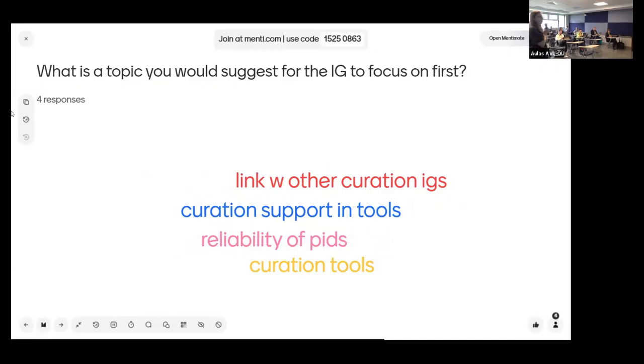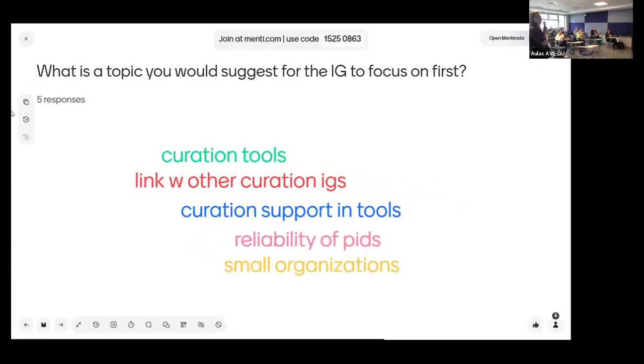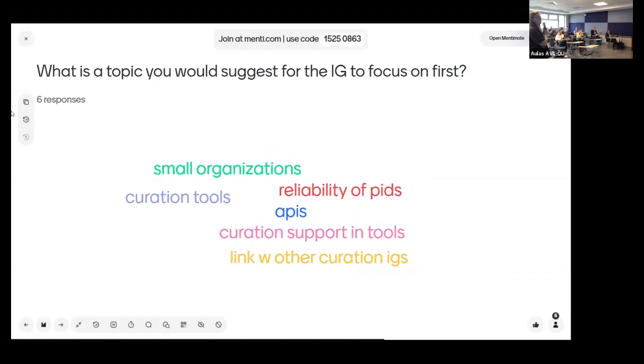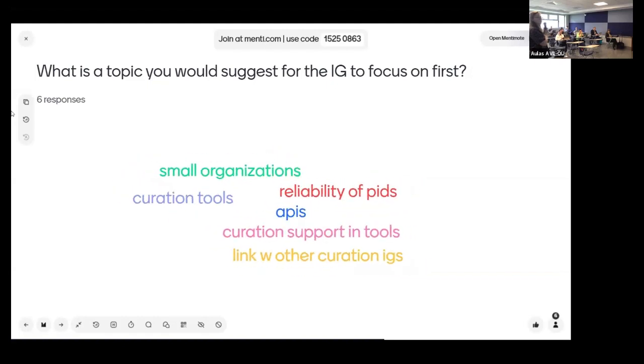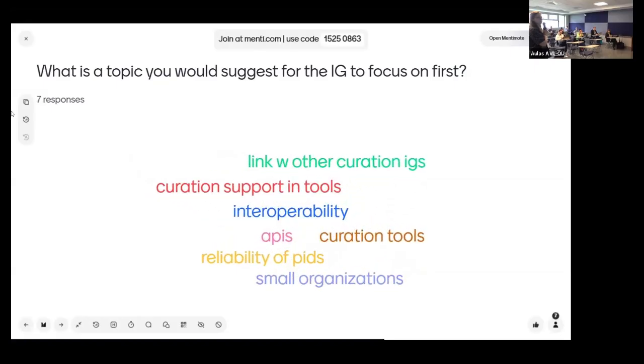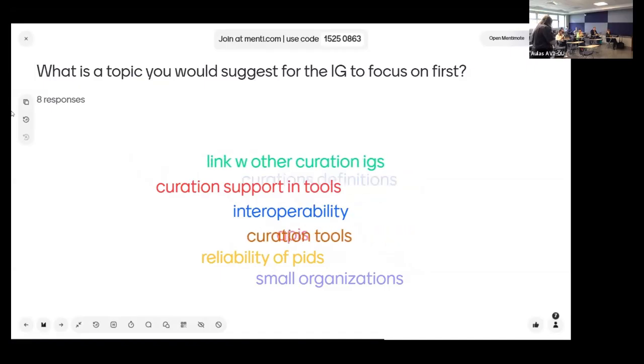We'll maybe wait for one more response or so. Small organizations, APIs. Yeah. Interoperability. Yeah, that all makes sense. Okay, so a lot to do with supporting curation and tools, which makes sense. That is the name of the IG, so we're all consistent here.